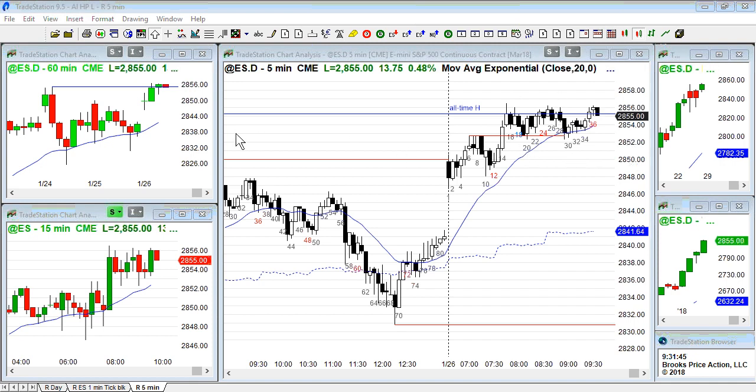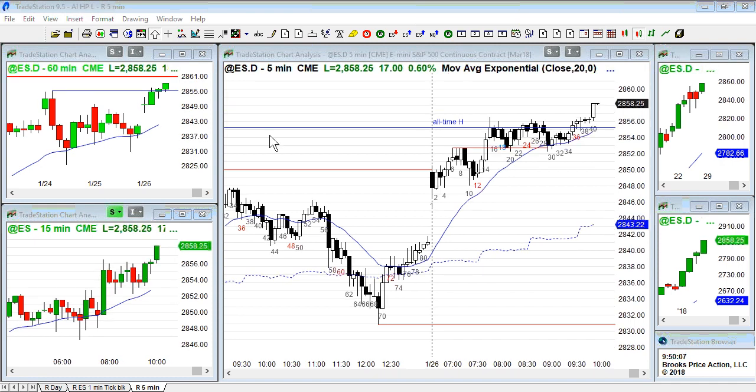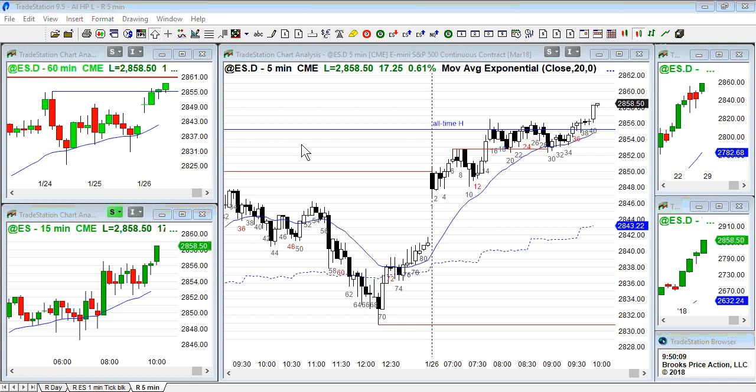But everything is tiny, right? So it's not good trading. Strong enough breakout, probably at least a small second leg up.